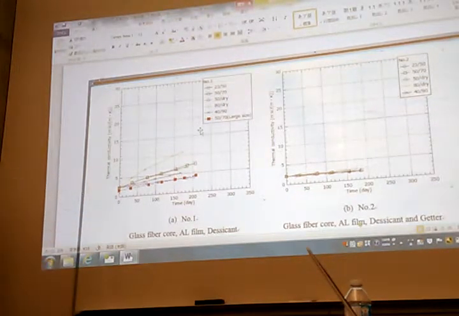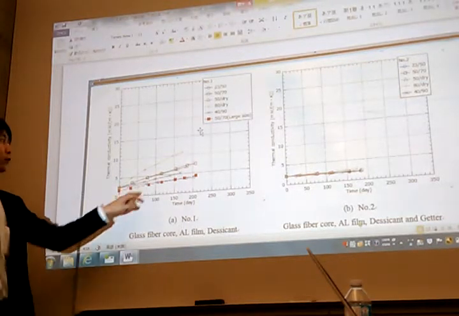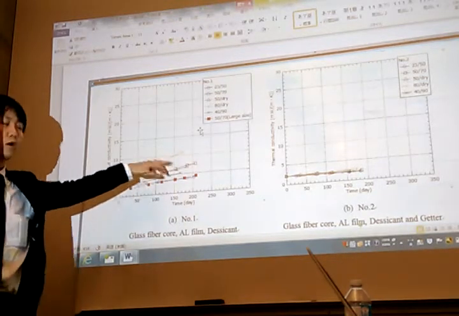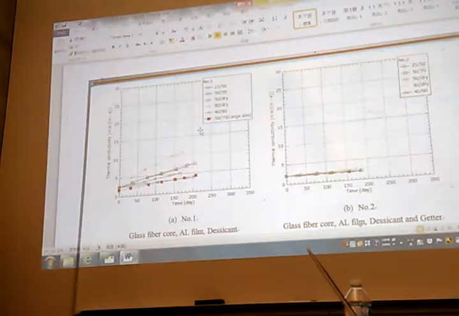the slope changes, and the increase is higher. The increase of thermal conductivity is higher in this condition, and this is due to the air permeation. The water vapor through the VIP envelope is captured by the desiccant.